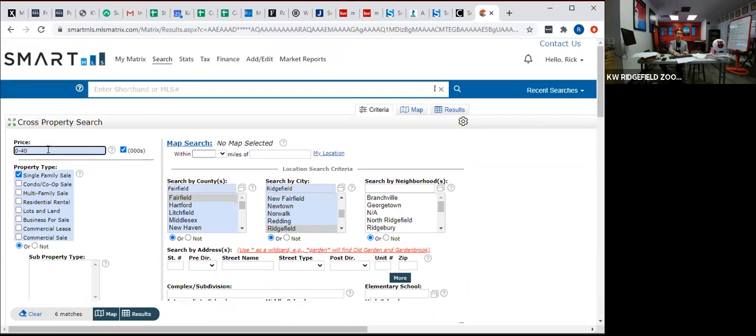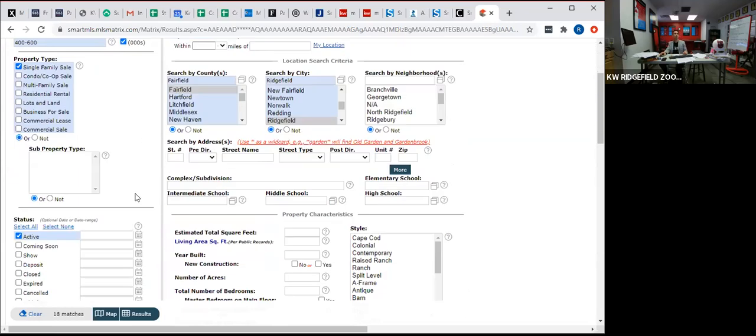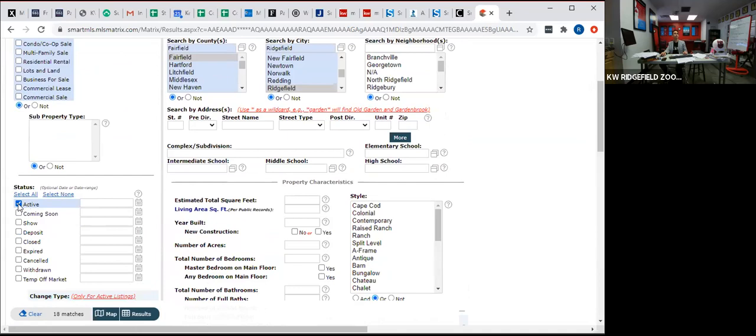Now let's do 4 to 6. 400 to 600. For those of you who are selling property in Ridgefield, good on you for being on the call today, because I'm doing all your work for you.